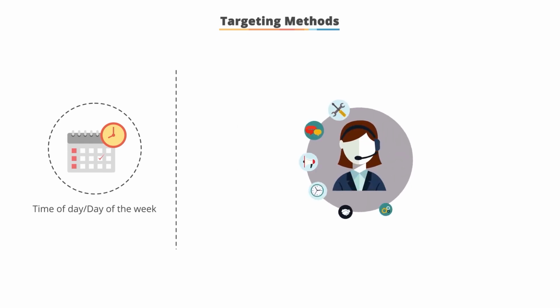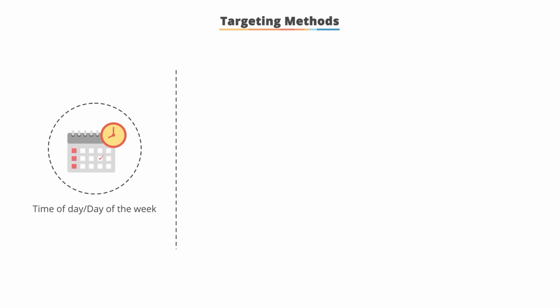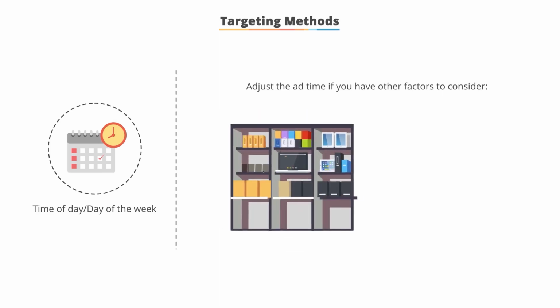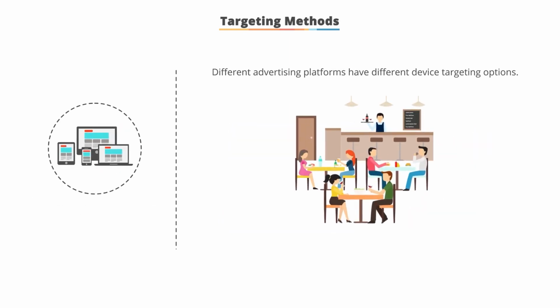So let's say you have a call center that's only open from 9 to 5, Monday to Friday. Then you could run your ads only during those times, 9 to 5, Monday to Friday. Now most companies run their ads all the time, but you can adjust when they do run. There are other considerations, such as you're a small business where you really only answer your phone from 8 to 4, so you could only run your ads during that time. Now, if you're a restaurant, you might want to run your ads later in the evening to take reservations.